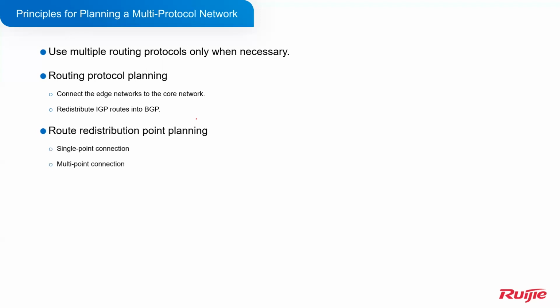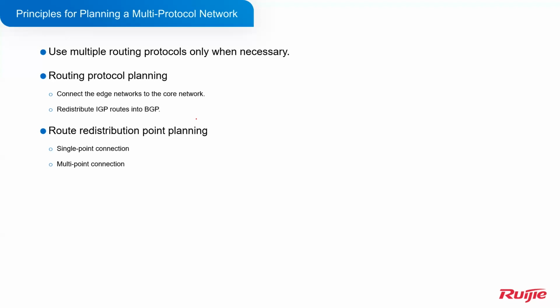And next is the redistribution point. About the redistribution point, you can think about the cases we just introduced, right? On the left is ISIS, on the right is OSPF. So the router which is connecting these two protocols, or the router which is running both of these protocols, you can think it's a redistribution point. And based on different networks, it could be a single point connection or multi-point connection.